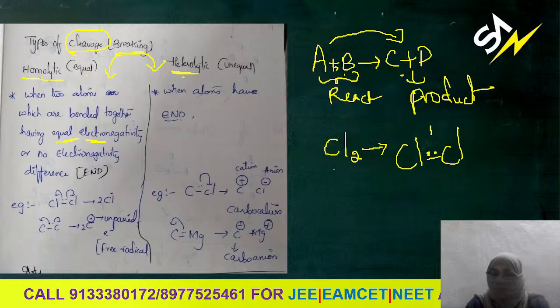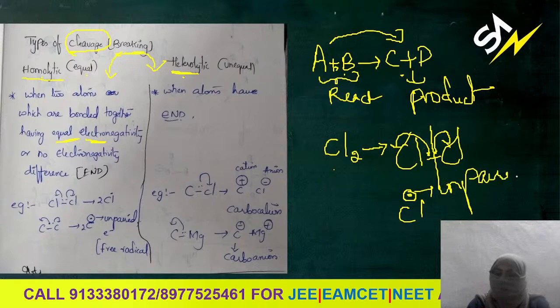Whenever by any means a bond is getting cleaved, each atom will take its own electron. So you will get atoms each having one electron. That one electron I'm calling an unpaired electron, or free radical. So whenever a homolytic cleavage occurs, free radicals will be generated. Hope you got the meaning of free radical, nothing but unpaired electrons, right?